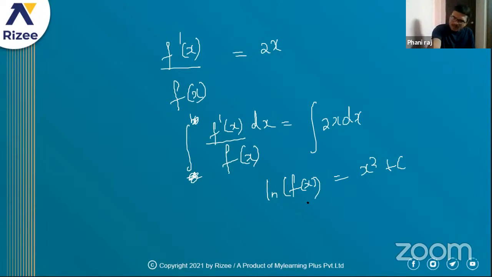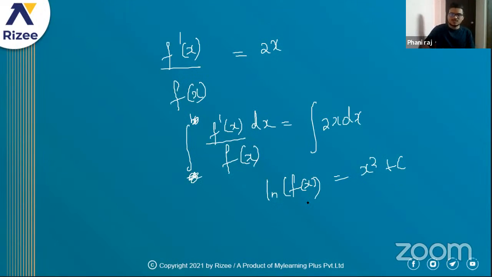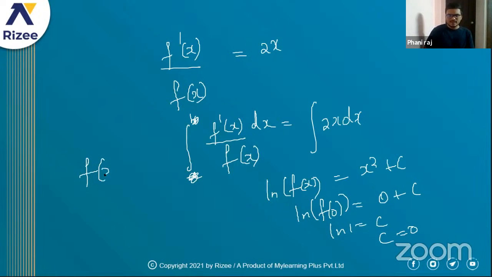Correct. Now we'll read the initial conditions. F of 0 equal to 1. Yeah, so small f of 0 equal to 1. So ln f of 0 equal to 0 plus c. But this is 1. So ln 1 equal to c. ln 1 is 0, so c is 0. So it says f of x equal to e power x square.